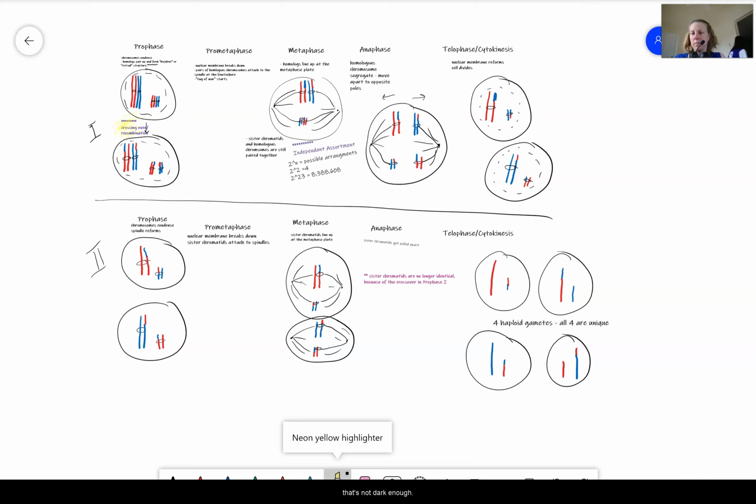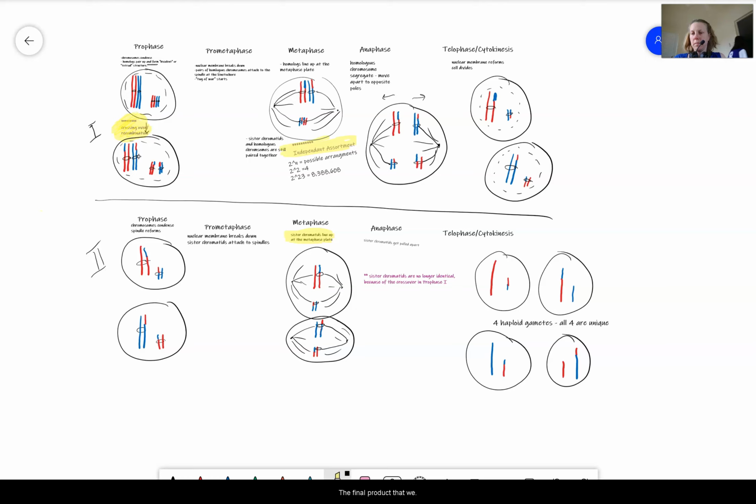It is this crossing over event that takes place during prophase 1. So the first thing to generate genetic diversity is crossing over during prophase 1. The second thing to generate genetic diversity is independent assortment that takes place during metaphase 1. And then again during metaphase 2, when the sister chromatids line up at the metaphase plate again, we get another round of independent assortment at that point.